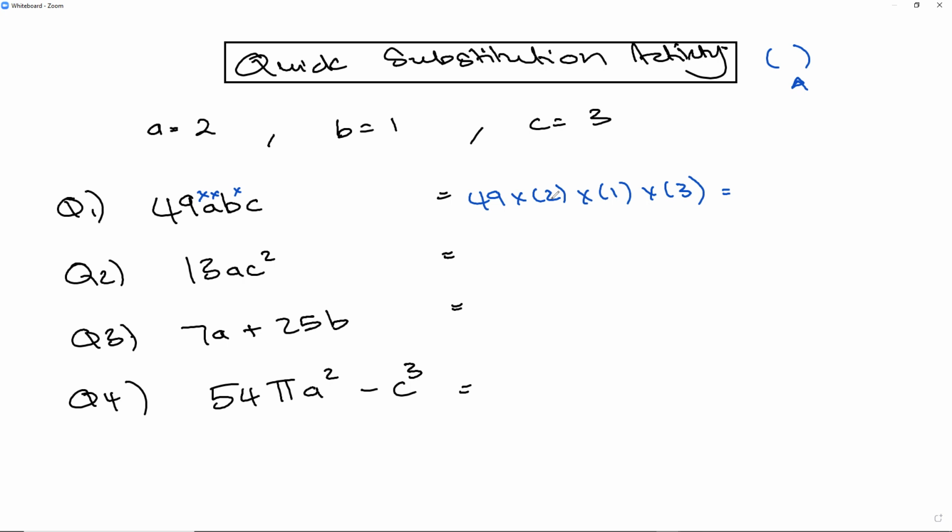49 times 2 gets me 98. 98 times 1 is 98. And 98 times 3 is 270 plus 24. So it should be 294. I'm going to double check it on the calculator. Times 2 times 1 times 3 gets you 294.